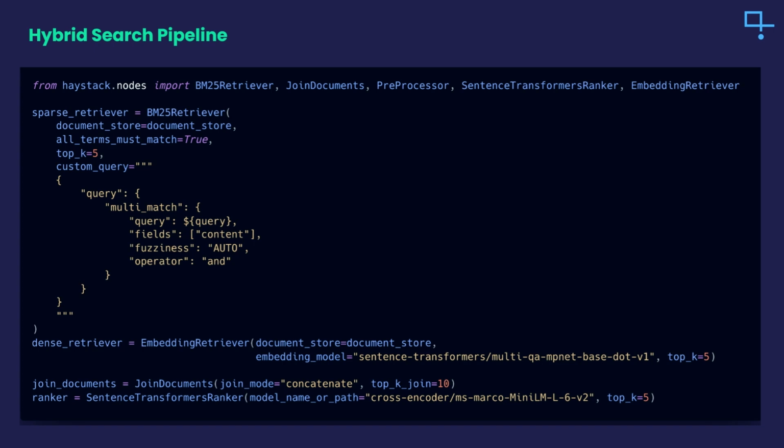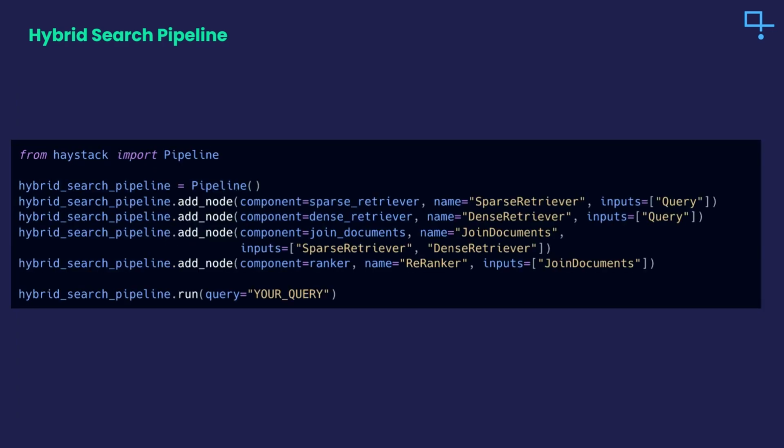And here I'm using the same model I used before. It's being pulled in from Hugging Face. And then I am saying join documents. I've got a join document node. I'm also using a ranker. So this is going to then, based on all of the documents retrieved by both the keyword and semantic-based search, re-rank them into an order that might make a bit more sense. And again, I build my pipeline.